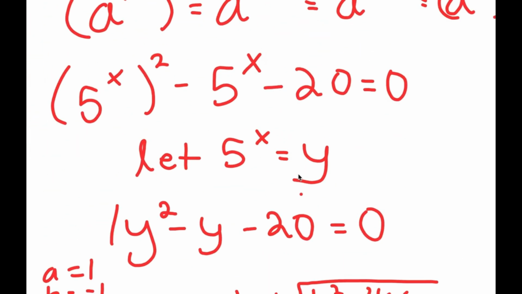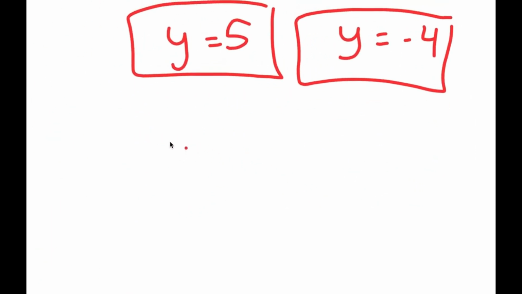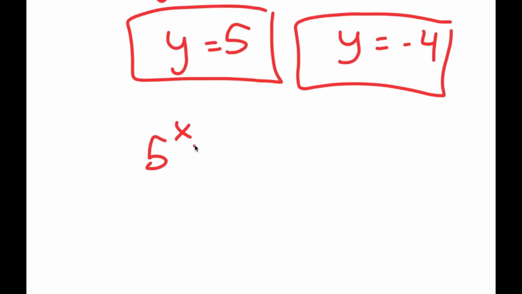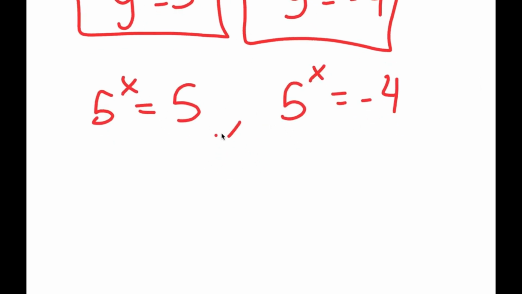Now from here, remember how we let 5 to the power of x equal to y. So this means I get two solutions. 5 to the power of x is equal to 5, and 5 to the power of x is equal to negative 4. So let's look at this equation over here. 5 to the power of x equals negative 4. Well, we can't take the power of a positive number and turn it into a negative number, meaning this equation has no solution.